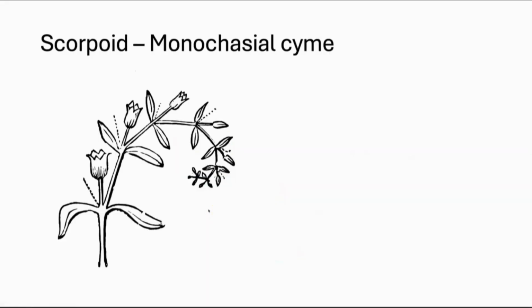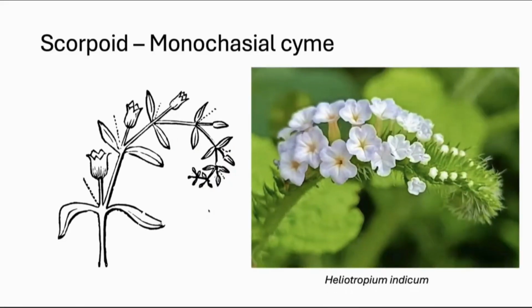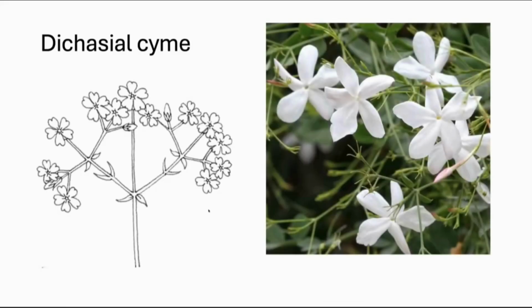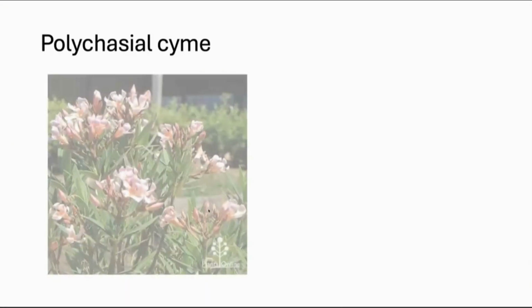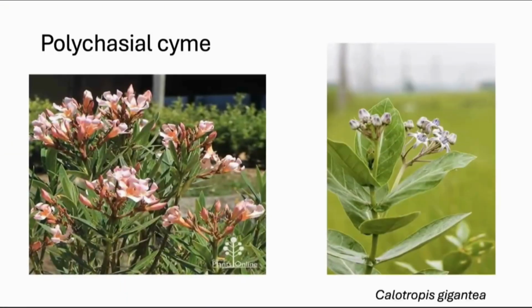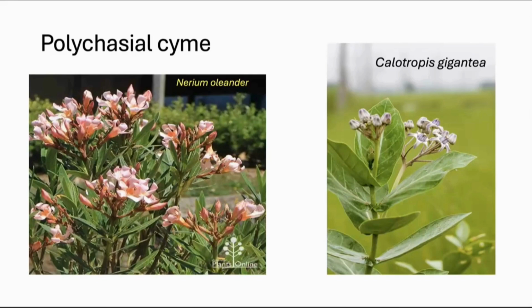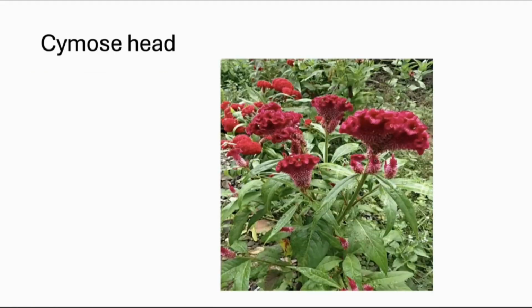So first one is monochasial cyme. The example is Heliotropium indicum. Dichasial cyme, here the example is jasmine. Polychasial cyme, here the example is Calotropis gigantea, and Nerium oleander. Here you can see the terminal portion will be branched out to hold the flowers. That's the difference between racemose and cymose inflorescence. Cymose head, here comes the example, Celosia cristata.